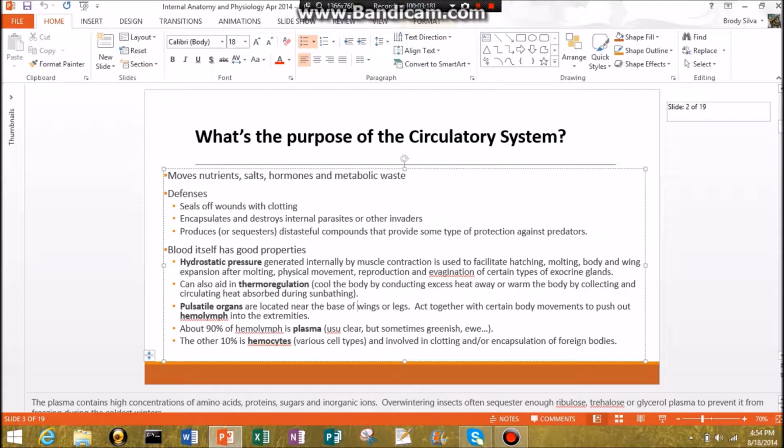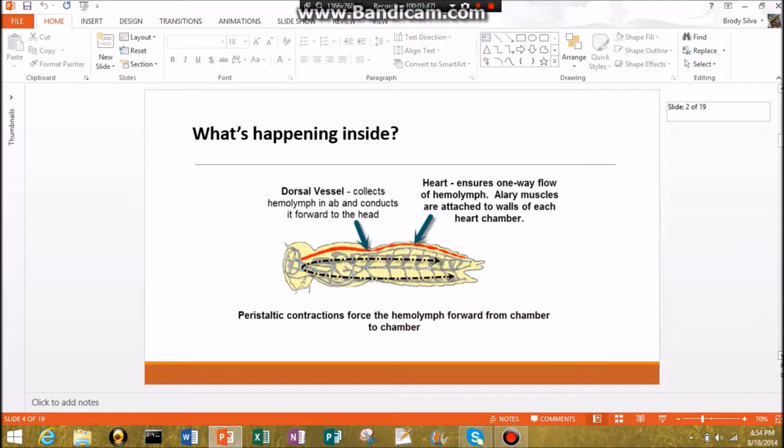Its main purpose is just to give and take what's necessary, while blood gets down to specifics. Hemolymph is a blunt tool, in other words. 90% of it is plasma, while the other 10% is hemocytes, which are various different types of cells. They're involved in clotting and encapsulation of foreign bodies. Plasma is a clear liquid, as it is in human blood.